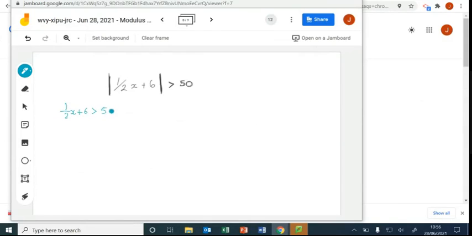So a half x plus 6 is greater than 50, and then 1/2 x plus 6 is less than minus 50. On the left inequality, 1/2 x is greater than 44, and then x is greater than 88. On the right inequality, a half x is less than minus 56, and then x is less than minus 112. And then you just do the union, so x is greater than 88 union x is less than minus 112. That's it. That's the one. Thank you. That works.